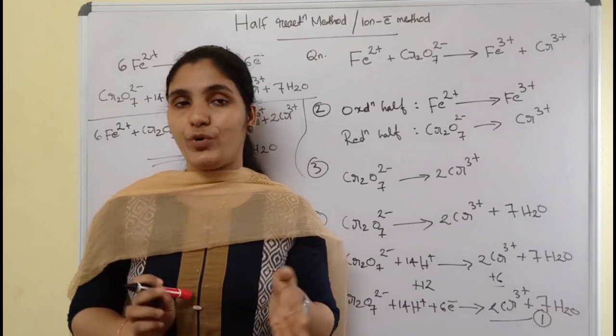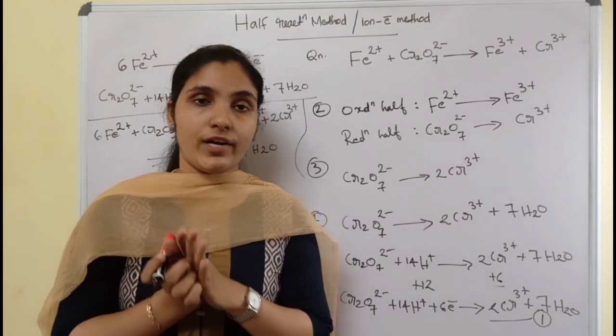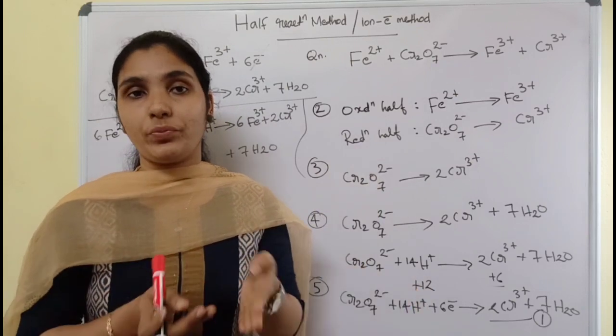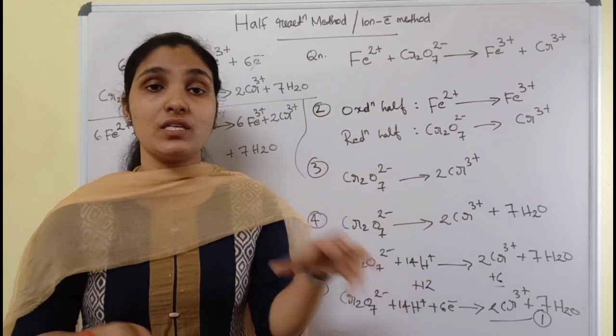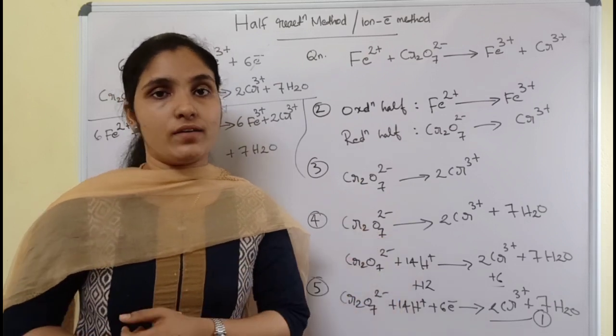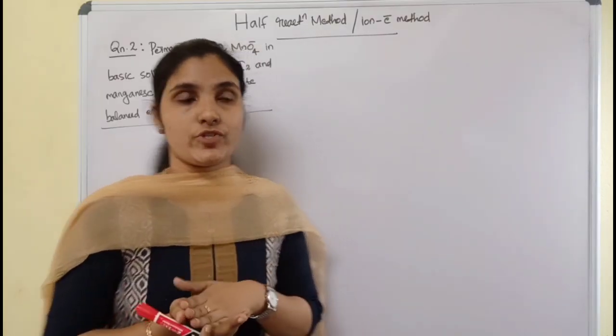So children, hope you get the idea. In the half reaction method, we divide the equation into two halves and balance them separately, and finally we add those balanced equations to obtain the final balanced equation. So let's move to the next question.